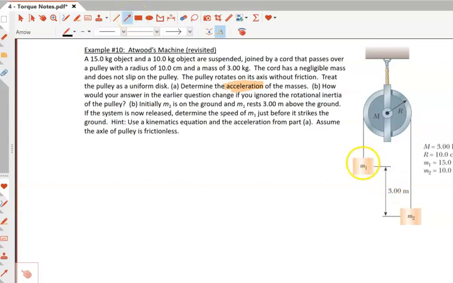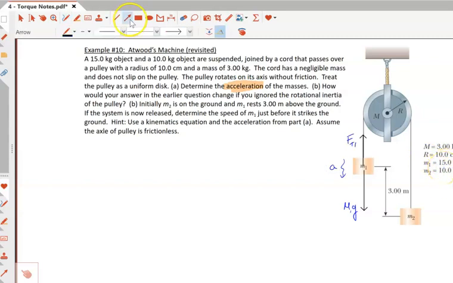On M1, we're going to draw a tension up here, and a force of gravity going down. We'll label this as M1G for force of gravity 1, and this we'll call tension 1. I've drawn the gravity going downwards a little bit bigger because the system is accelerating downwards. You can see that M1 is heavier than M2.